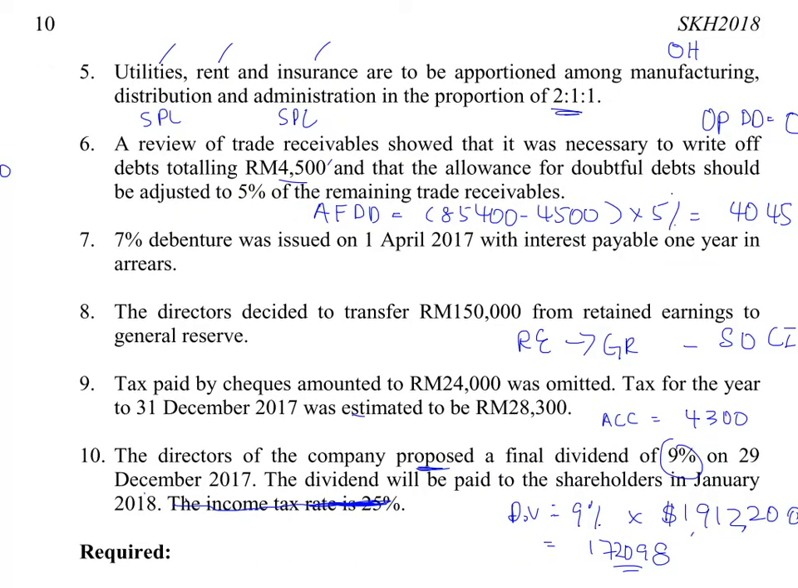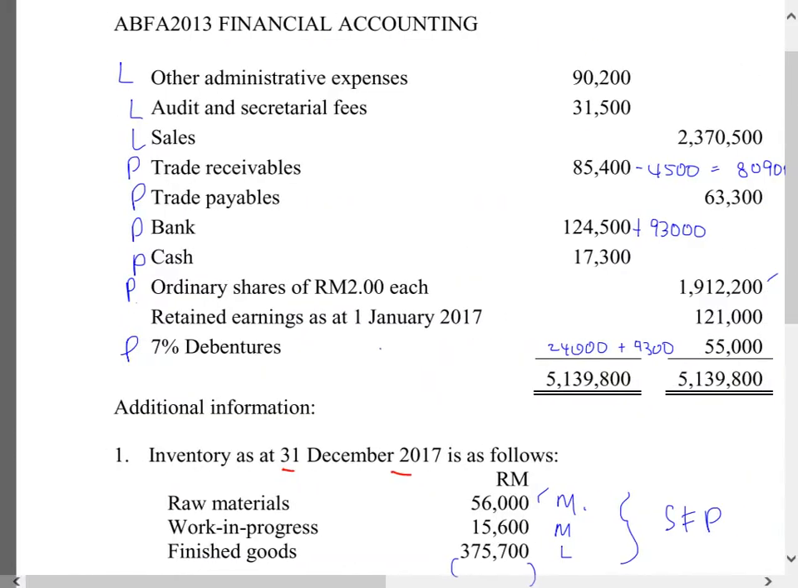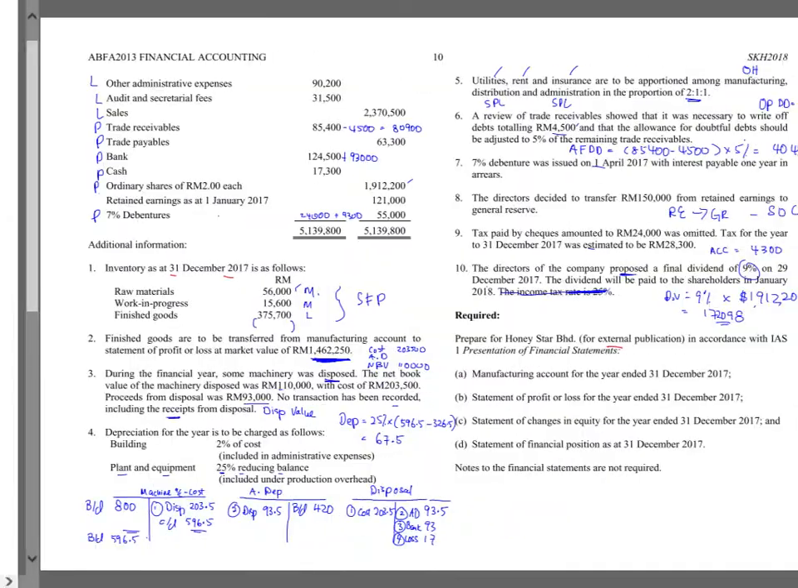Note 7. 7% debenture means 7% loan. I issue the debenture to take a loan on this particular date, 1st April, whereby the interest is payable 1 year in arrears. Today I'll pay in 1 year time, which is March next year. I'll pay March next year. My year end is 31st December. The loan is obtained April.